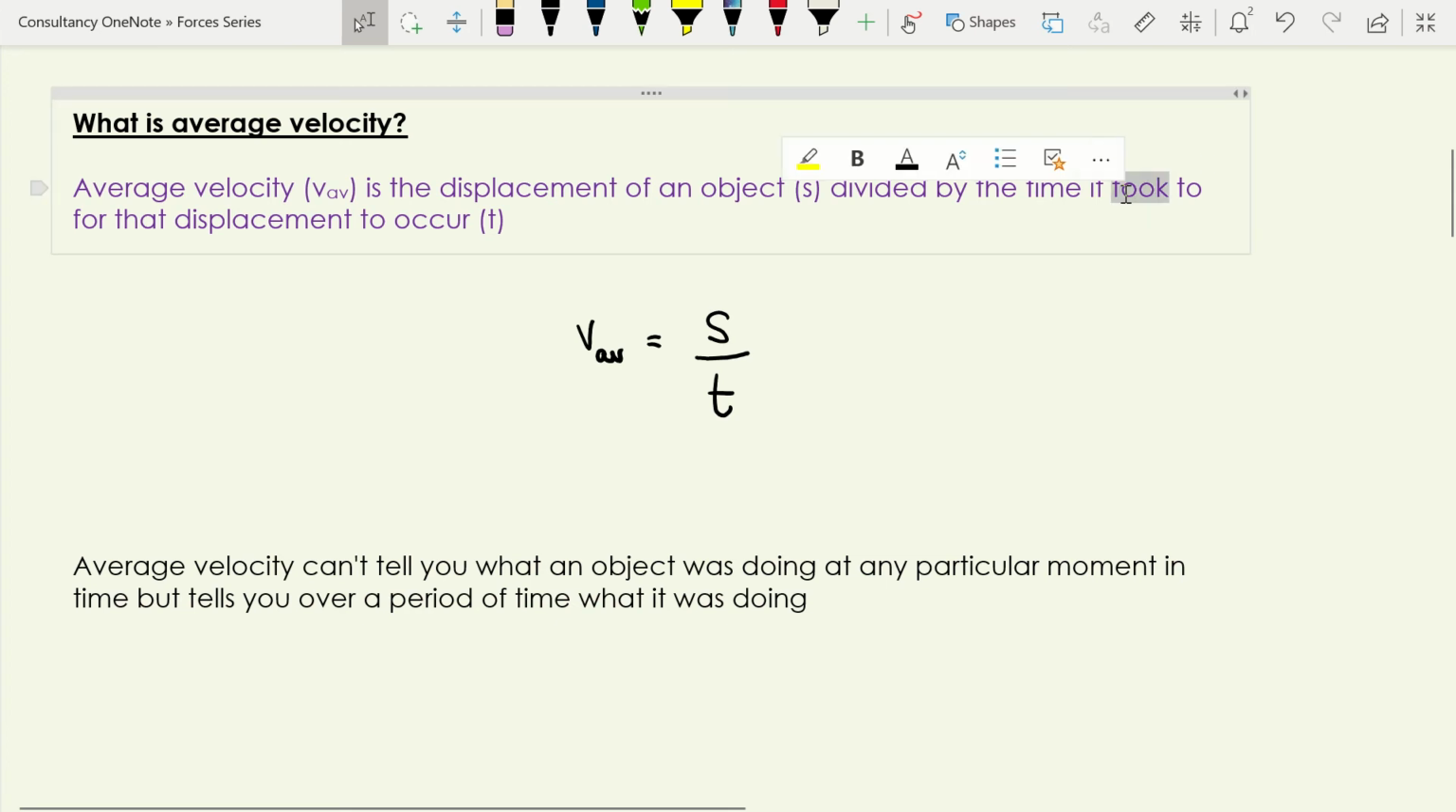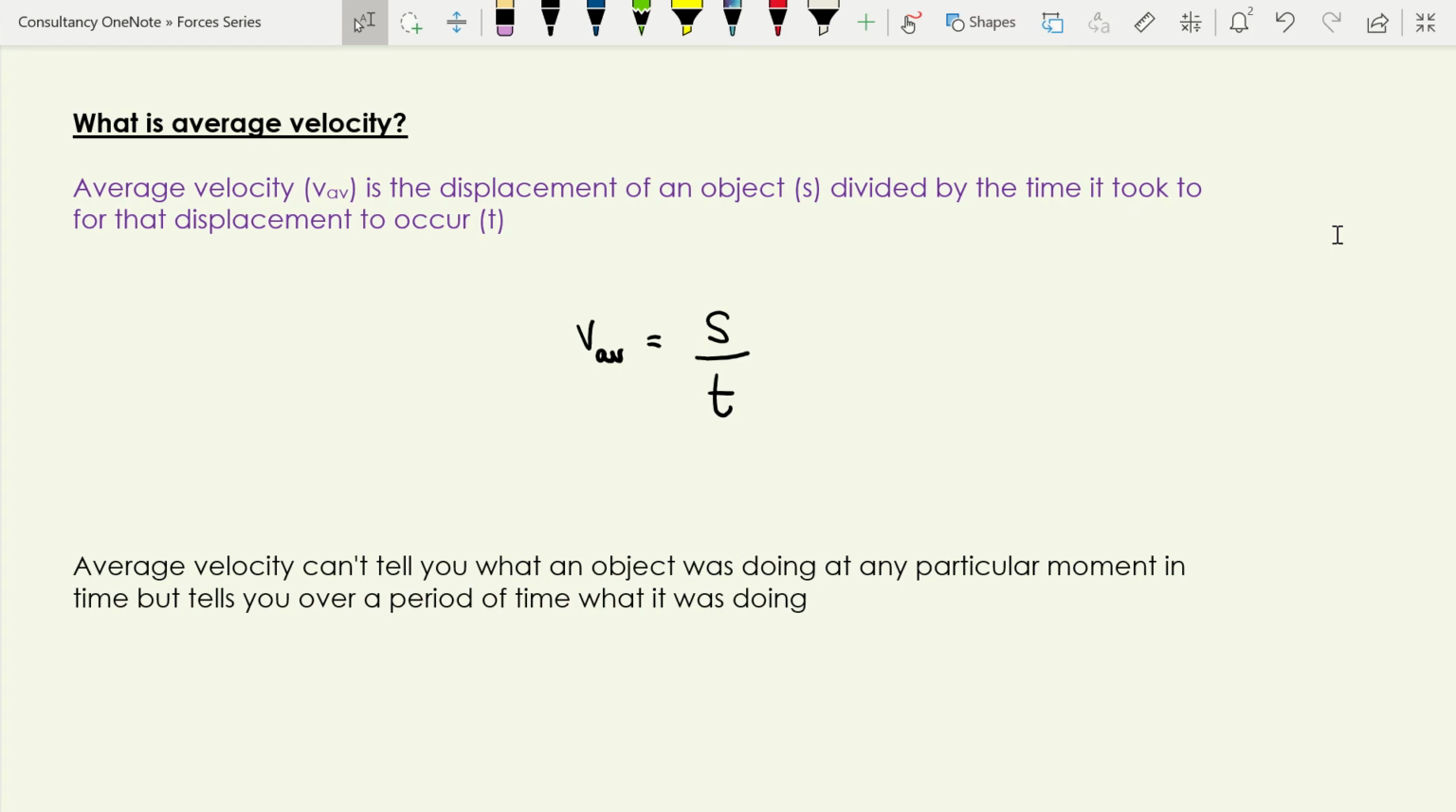The thing I'd like you to note down is our description of what average velocity is. We usually give it the symbol v with a subscript AV, so we can be clear that it's the average velocity, not the other one. It's the displacement of an object, which has a symbol s, which can be confusing because people think it is speed, divided by the time that displacement took to occur. This is commonly expressed using this equation: average velocity is displacement divided by the time taken for that displacement. Do pause this video and add that to your notes that we're collecting as we're going through this video series.